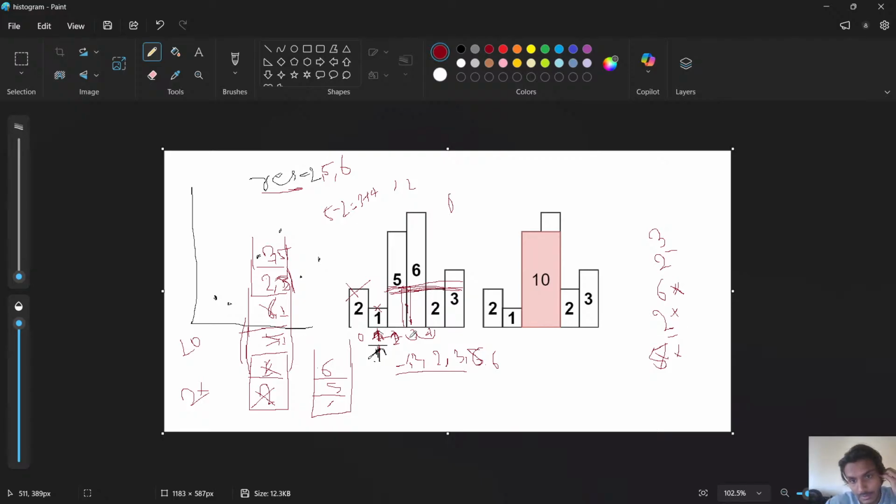We do not add it. We did not add it, neither do we pop it. F6. If it's smaller, we do not add it. 5 and 6. If it is smaller, we do not add it. If there is 2, we do not add it. We do 6.